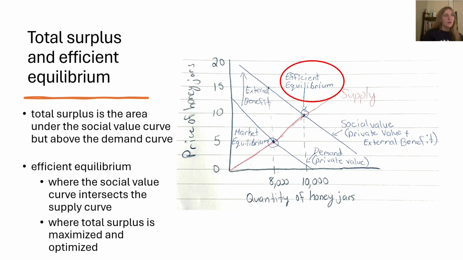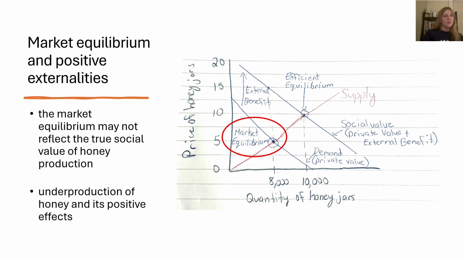When we have a positive externality, total surplus is the area under the social value curve but above the demand curve. We get an efficient equilibrium where the social value curve intersects the supply curve. The efficient equilibrium is where total surplus is maximized and optimized, as it accounts for both private and external benefits. In our example, the socially optimal amount of honey jars bought and sold is 10,000 jars at a price of $10. The market equilibrium is at 8,000 jars of honey.